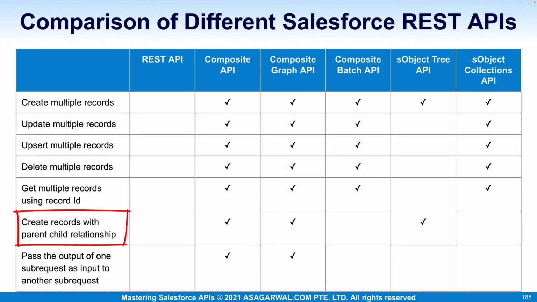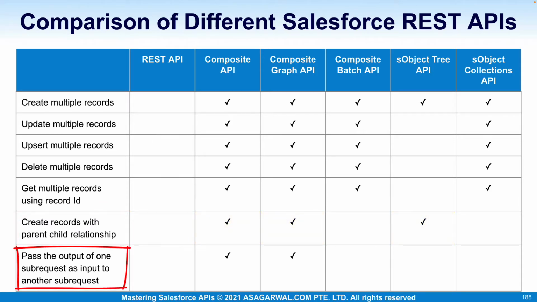If you want to create parent-child records in different objects, then you can use Composite Graph or sObject tree APIs. These APIs will allow you to create a parent record and then create the child records for the parent record in one call itself. The record ID of the parent record will pass to child record to establish the relationship.